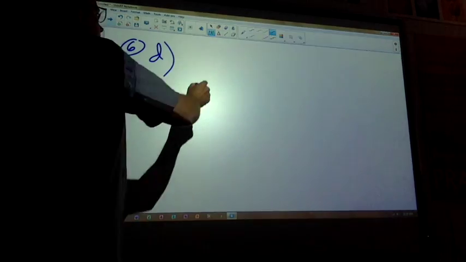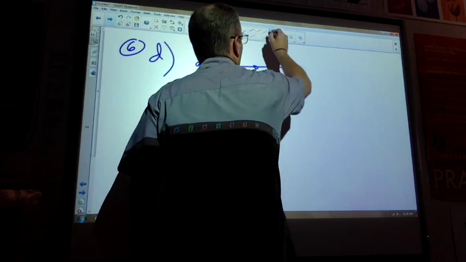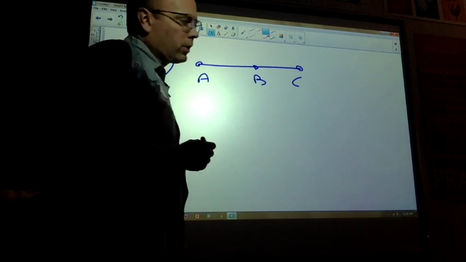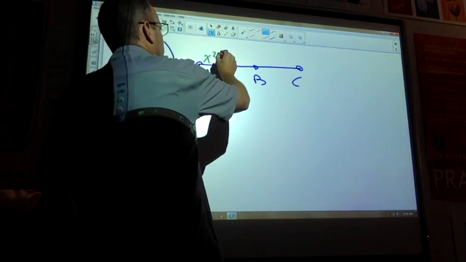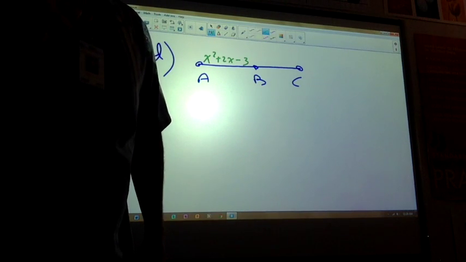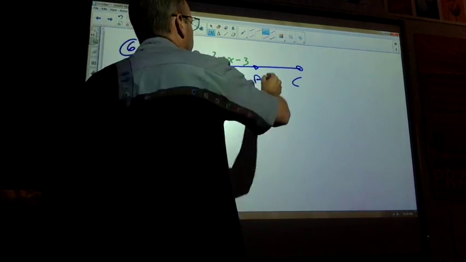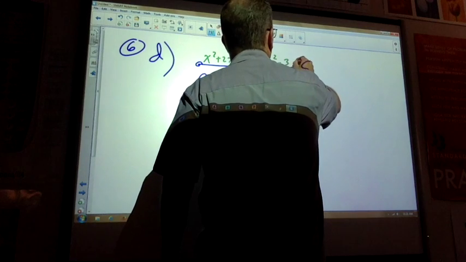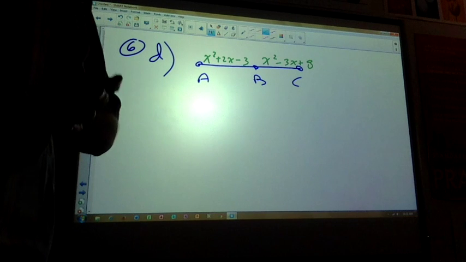6D is our ABC still. AB is x squared plus 2x. And BC is equal to this. They want us to find x. They have told us that B is the midpoint.